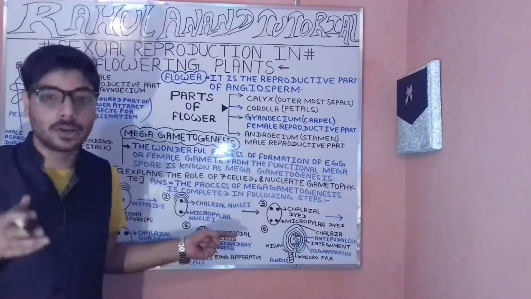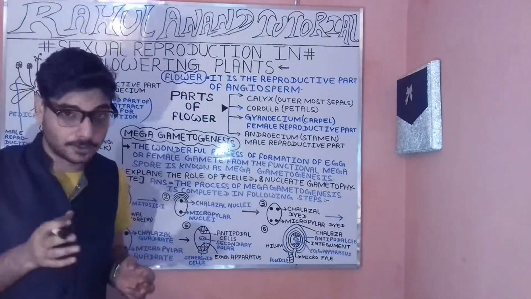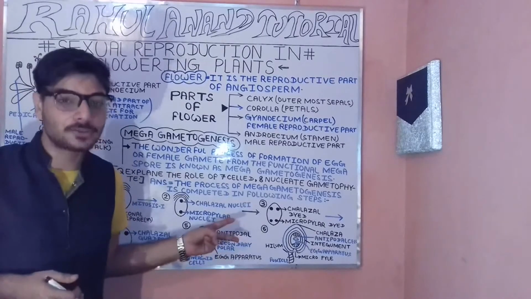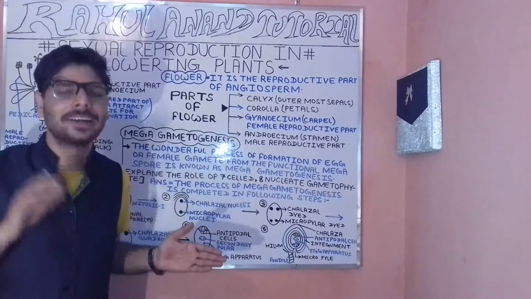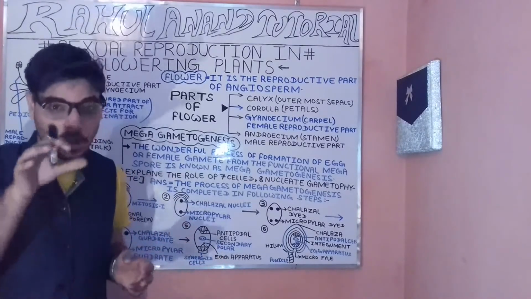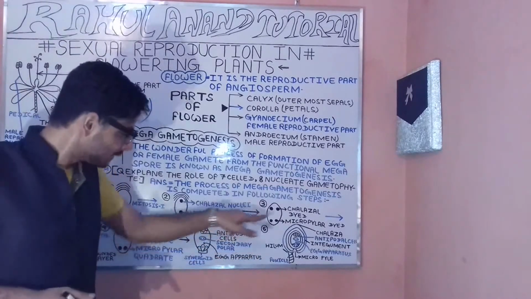So your nuclei will be divided again and again. In turn we will have two nuclei. These will be known as the chalazal dyad as well as the micropylar dyad. Why is it so? Because the nucleus has just divided again into two. Fine.